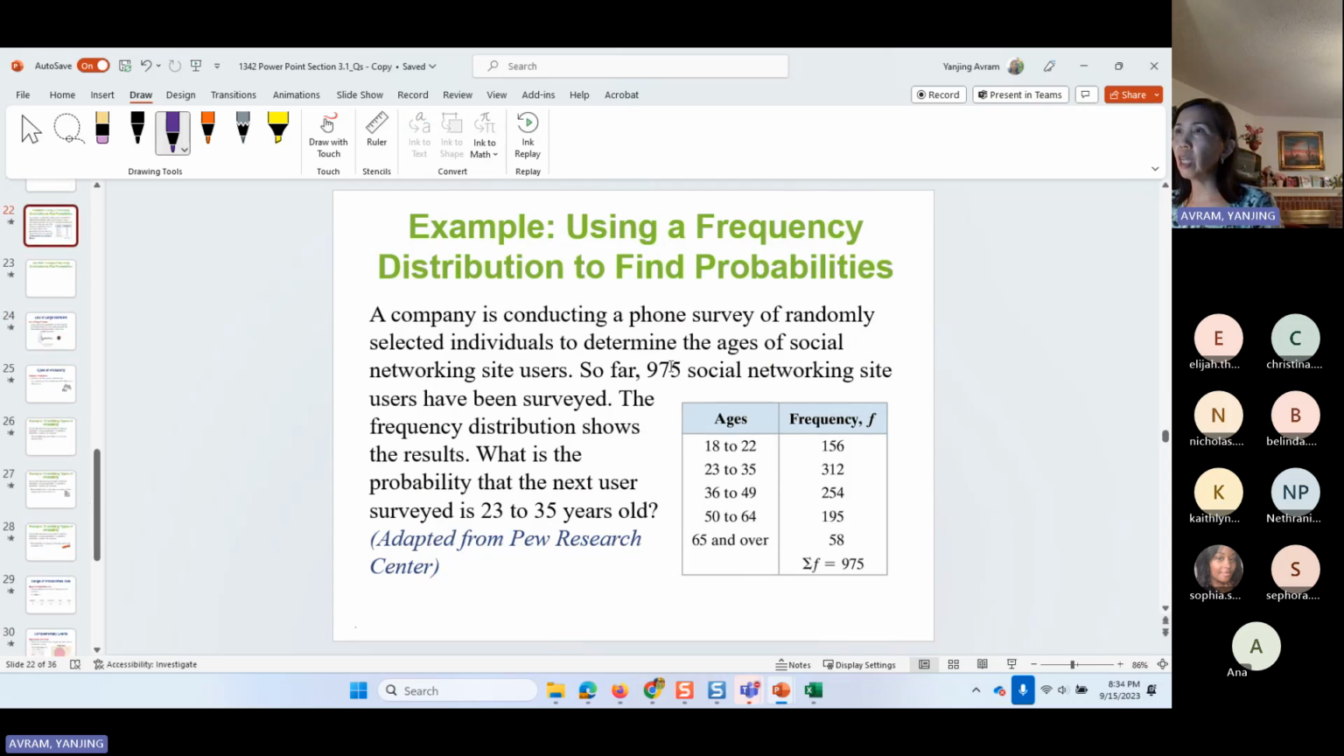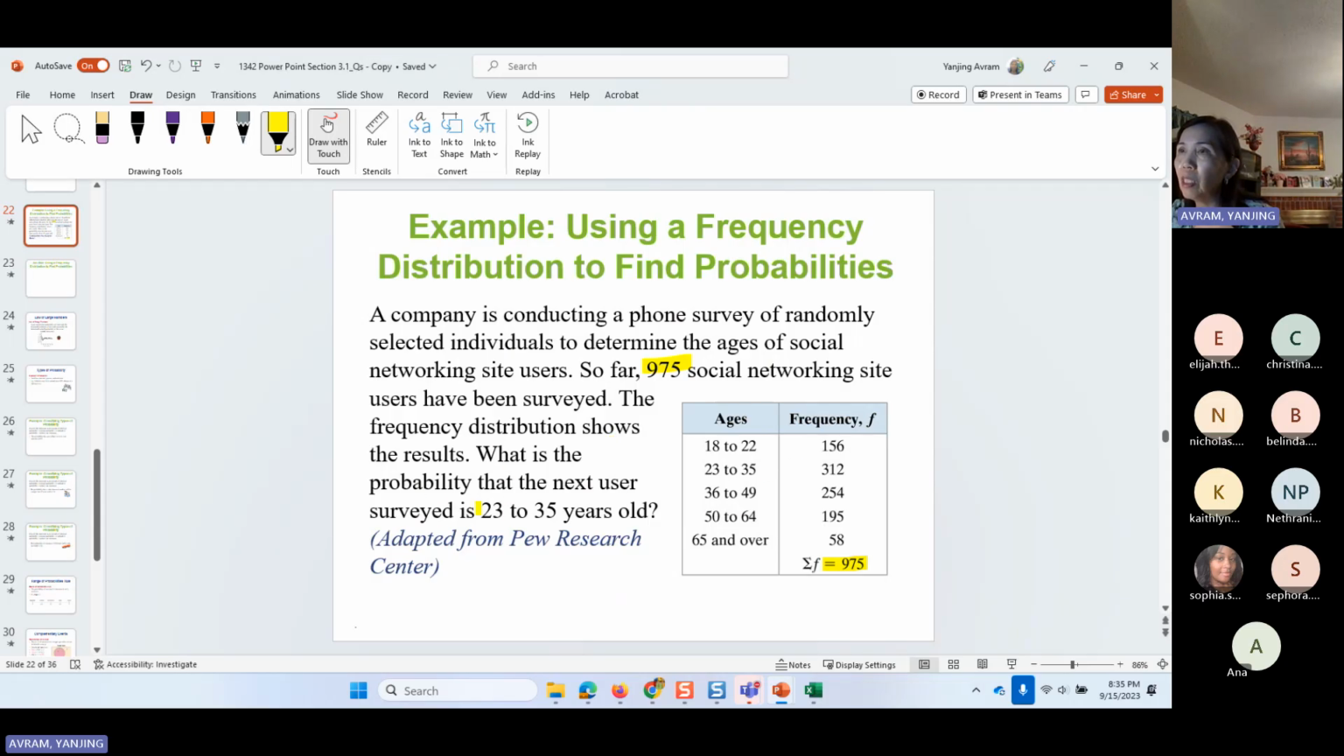This one is a table, a distribution table, showing age. A company is conducting a phone survey of randomly selected individuals to determine the age of social networking site users. You don't really have to add it on your own. It tells you here already that this is the total. If you add these together, it also gives you 975. But why add if the question already told you? The frequency distribution is shown here.